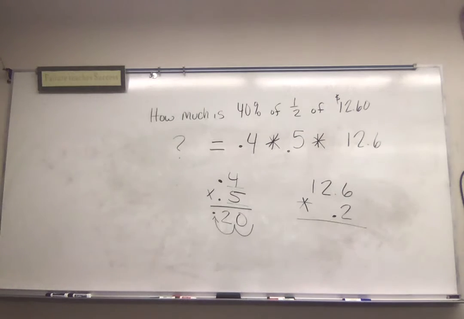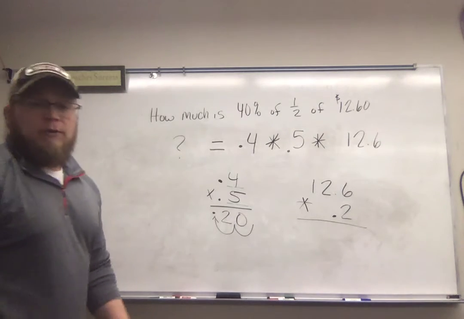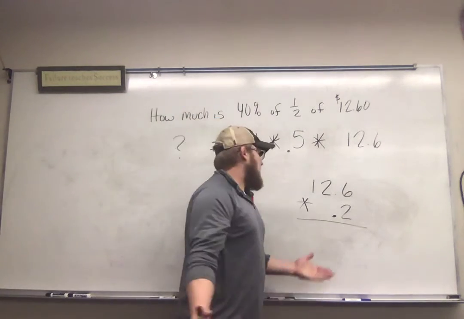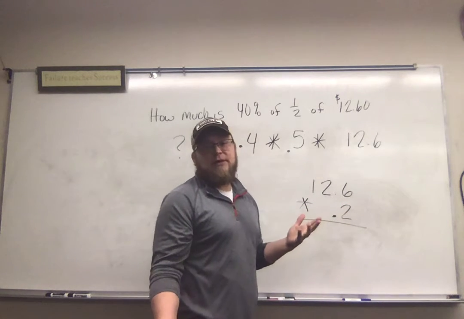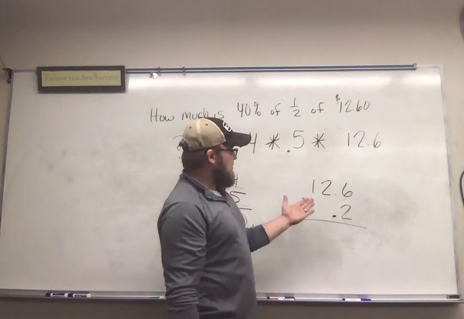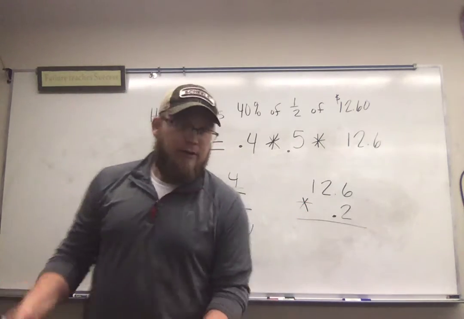Okay? And again, you just treat this like a normal multiplication problem. This could just be like 126 times 2. It's the same thing. The decimals we'll count at the end, okay? We'll count at the end.